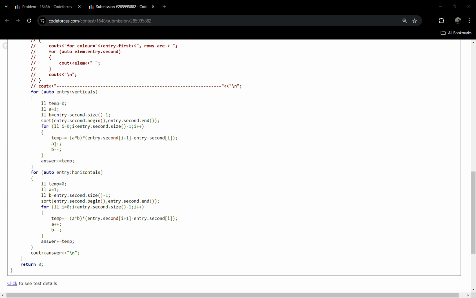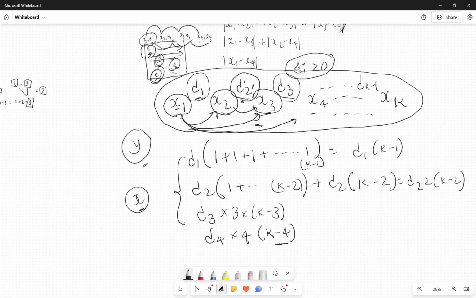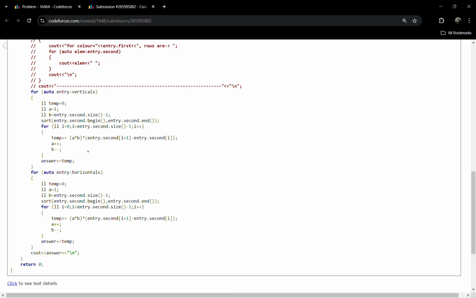And as we have seen in the solution, this thing a is getting incremented one by one. Here it was 1, then it gets 4 after 3, and this b thing is getting decreased. So that's why I've done a plus plus and b minus minus. Done the same for the verticals map and the horizontals map as well. Then finally adding temp to the answer every time, and finally outputting the answer.